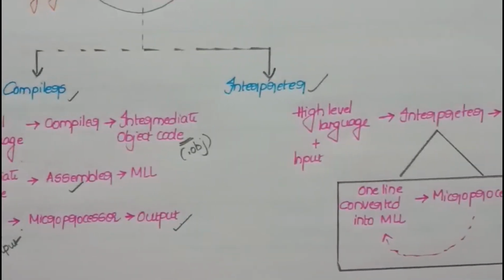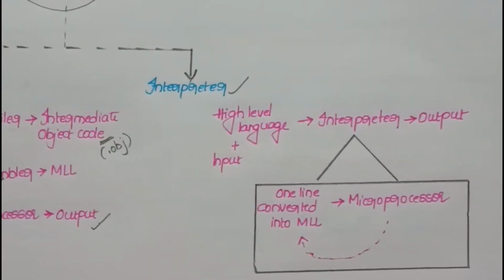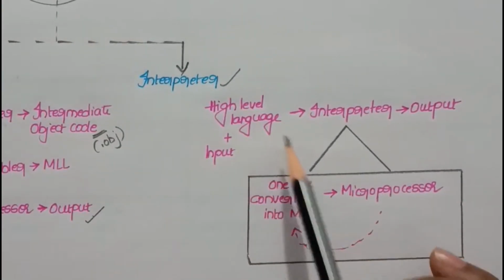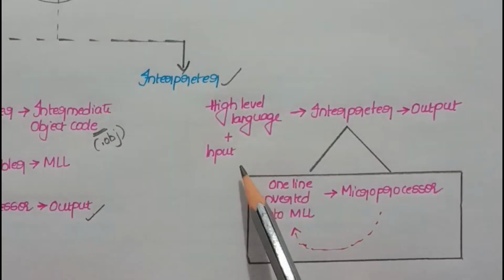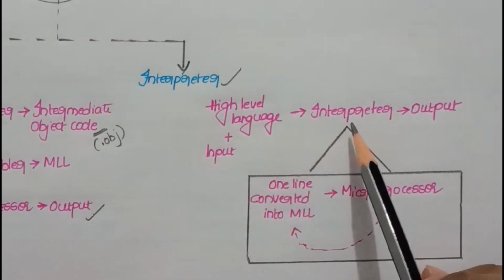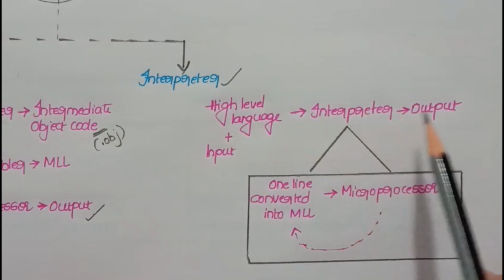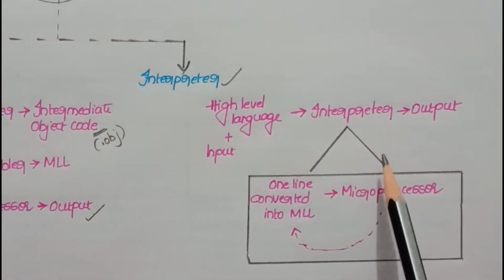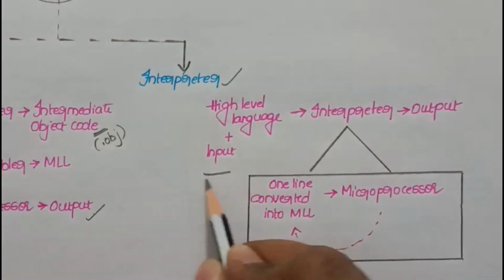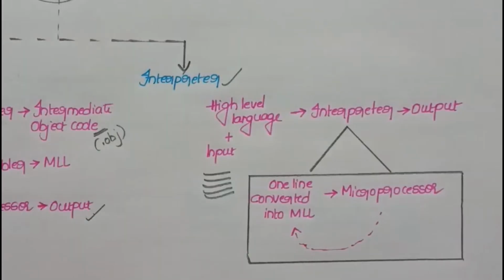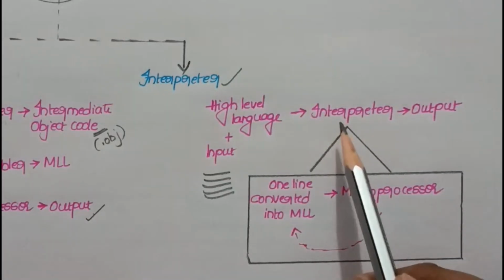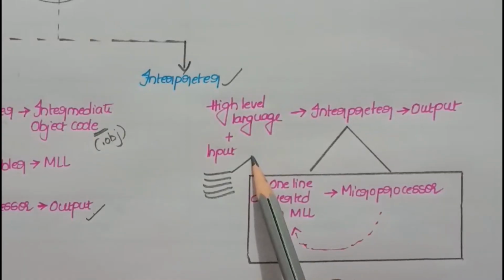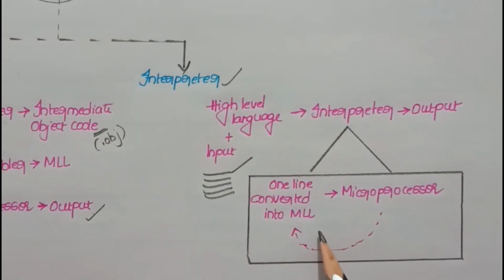Now let's see how an interpreter converts high level language into the machine level language. The interpreter takes high level language along with the input. What the interpreter does is it directly shows the output. It does not generate any intermediate object code. The flow of the interpreter is like this. First, let's suppose we have 5 lines of code in our high level language. The interpreter will take the first line, convert it into the machine level language and pass it to the microprocessor.